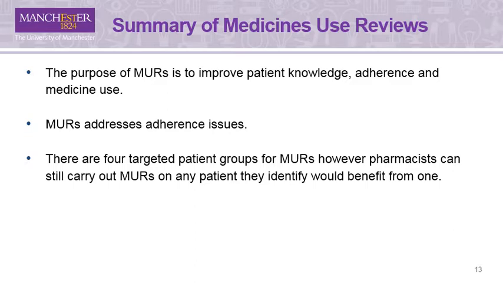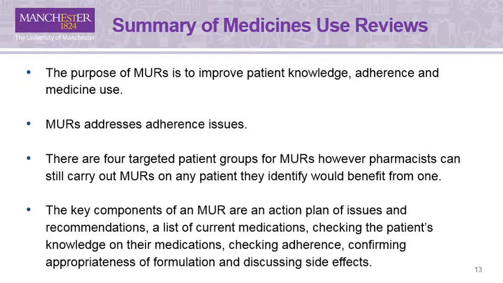You should also know that there are 4 targeted patient groups for MURs. However, pharmacists can still carry out MURs on any patient they identify would benefit from one. To conclude, the key components of an MUR consist of an action plan of issues and recommendations, a list of current medications, checking patients' knowledge on the medications and adherence, and confirming whether or not the formulation is appropriate alongside any reported side effects.